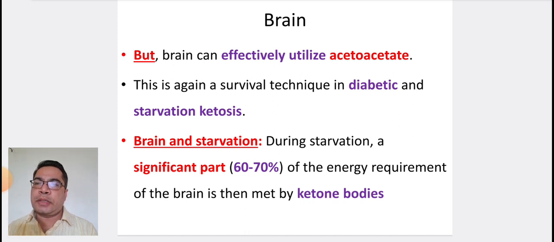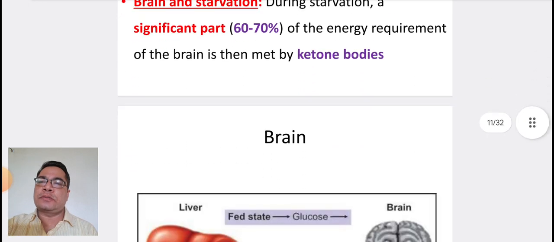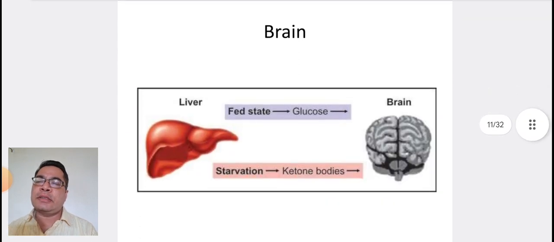Coming to brain and starvation. During starvation, a significant part, that is 60 to 70% of the energy requirement of the brain, is then met by the ketone bodies. In this diagram, we can see liver and brain. Brain under fed condition uses glucose as energy, whereas in starvation it uses ketone bodies as energy.